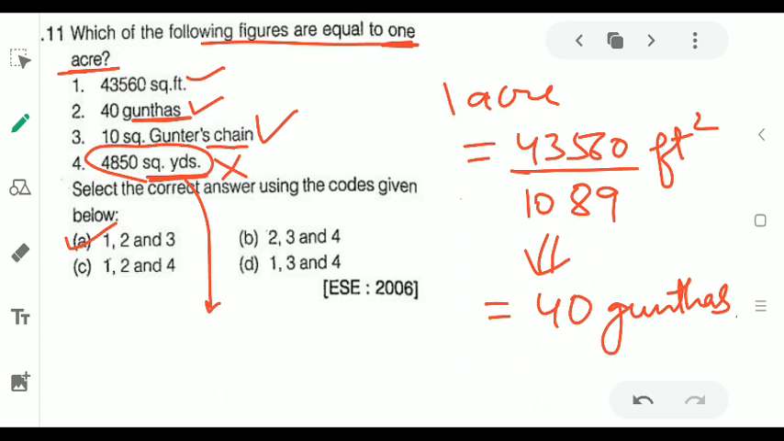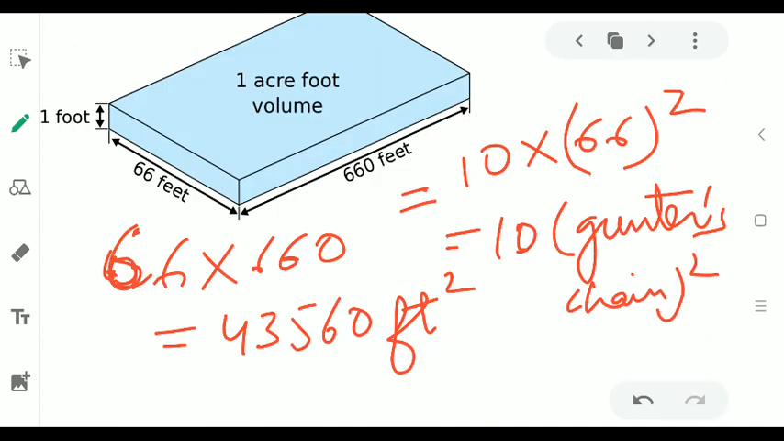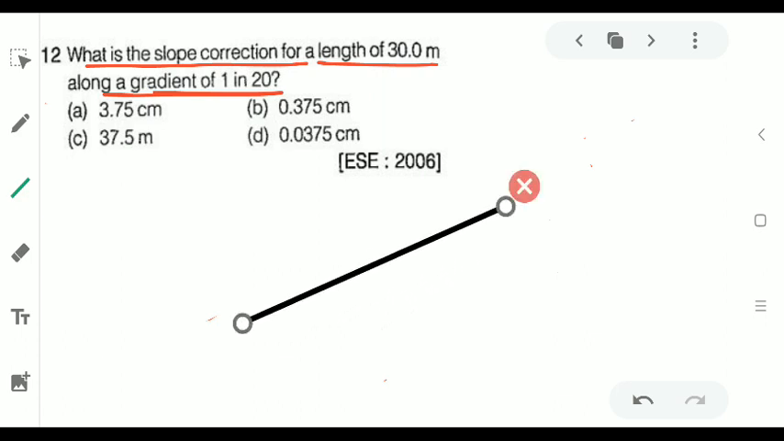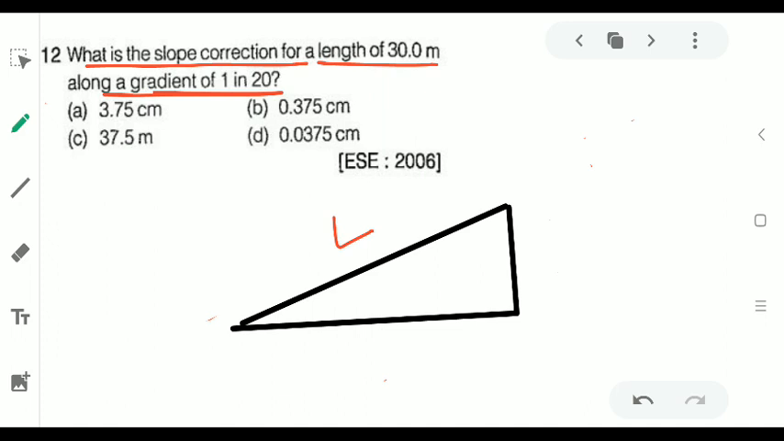So moving on to question number 12. What is the slope correction for a length of 30 meters along a gradient of 1 in 20? That means if we are measuring a distance along the slope, you had to measure the distance along the horizontal length, but you measured the distance along this slope, and the length along the slope is L, which is at a height of h.